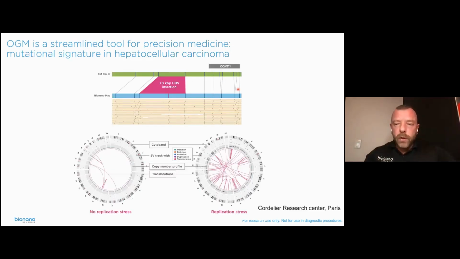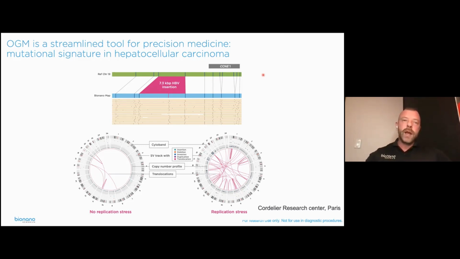In this study from the Cordeliers Research Center in Paris, the team was looking at hepatocellular carcinomas, and these two circos plots here are from two different tumors, and you can see this very obvious difference between this fairly stable genome and this tumor sample that is a highly rearranged copy number profile, and then of course a large number of translocations. And the difference between these two tumors is that the one on the right has an insertion of the hepatitis B virus, which is shown here, just upstream of the cyclin E1 gene.